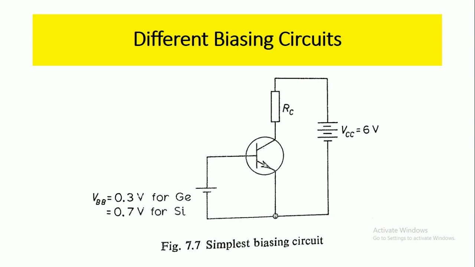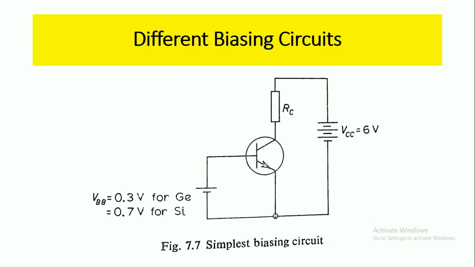So here we have different biasing circuits. The figure shown in this slide is the simplest biasing circuit. The emitter base junction is forward biased by the battery VBB, and the collector base junction is reverse biased by the battery VCC. The voltage VBE across the forward biased junction is very low: for a germanium transistor VBE equals 0.3 volts, and for silicon VBE equals 0.7 volts. This requires that the battery voltage VBB must also be of the same order, that is, VBB should be 0.3 volts or 0.7 volts.